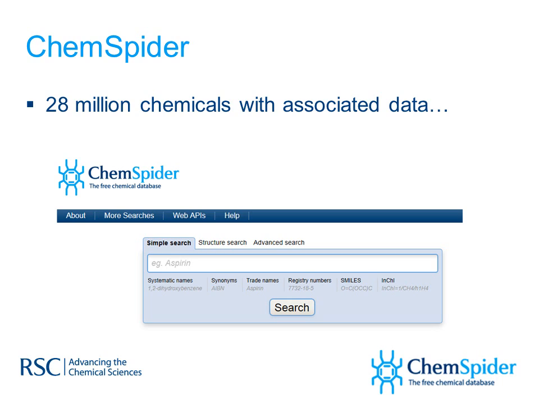ChemSpider is at chemspider.com. It's 28 million chemicals, and we have lots of associated data. I won't bore you with all the details of ChemSpider. I encourage you to go test it out. www.chemspider.com.